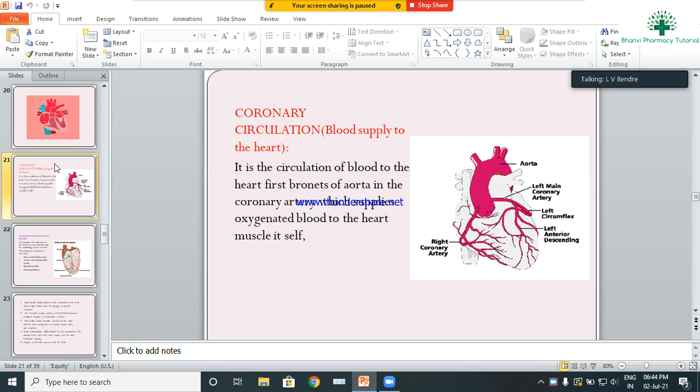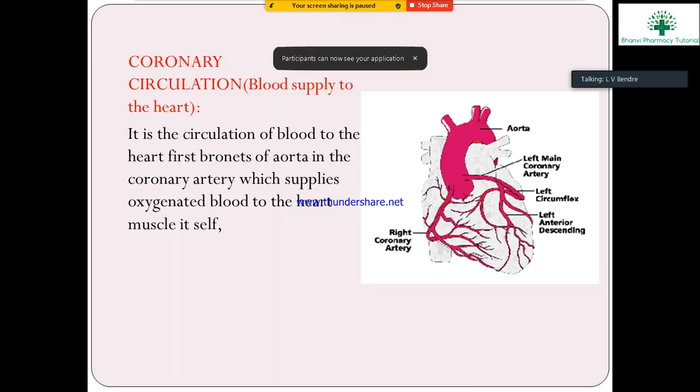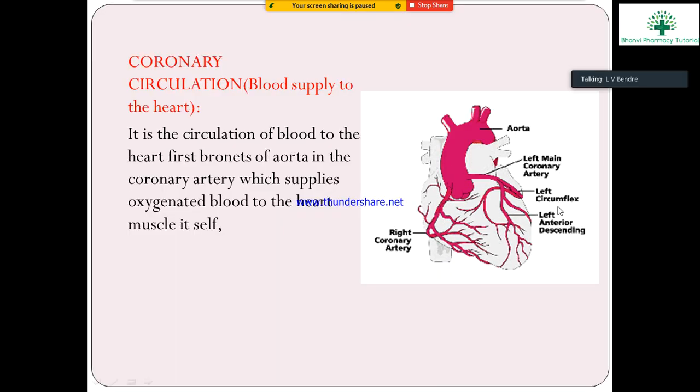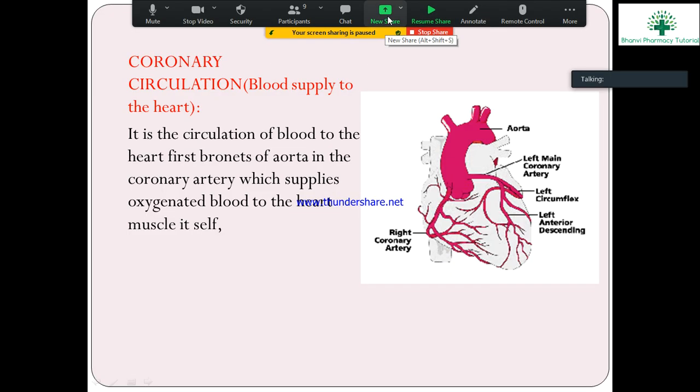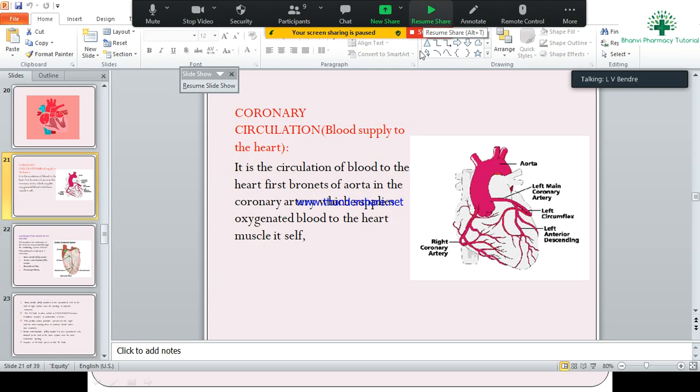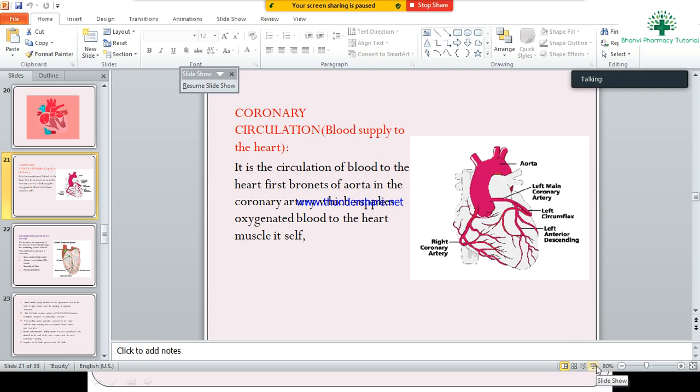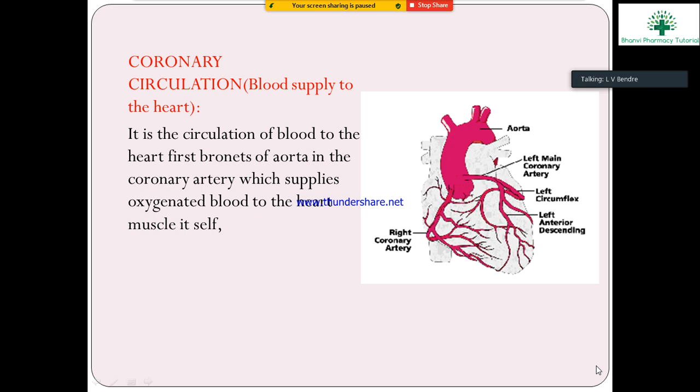Next, we will go to the coronary circulation. What is coronary circulation? Okay, the coronary circulation.